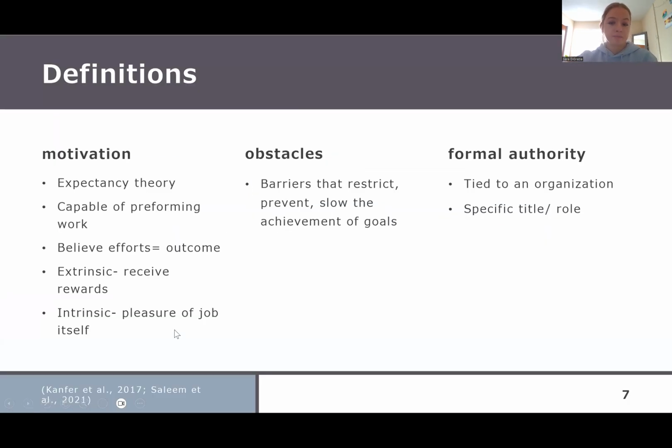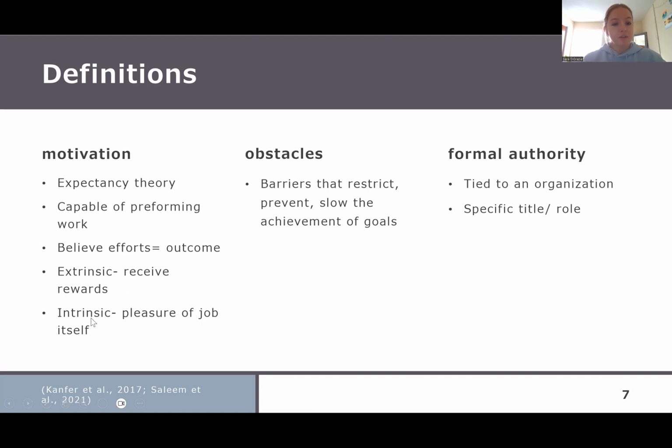Okay, so there are different definitions that we need to be familiar with before we dive into path goal theory. The first one is motivation. Path goal theory ties a lot into motivation, and it specifically talks about expectancy theory, which is how capable an individual thinks they are of performing the work at hand. It says that if you believe your efforts will produce a certain outcome, you're more likely to put in the work, i.e. more likely to be motivated to do it.